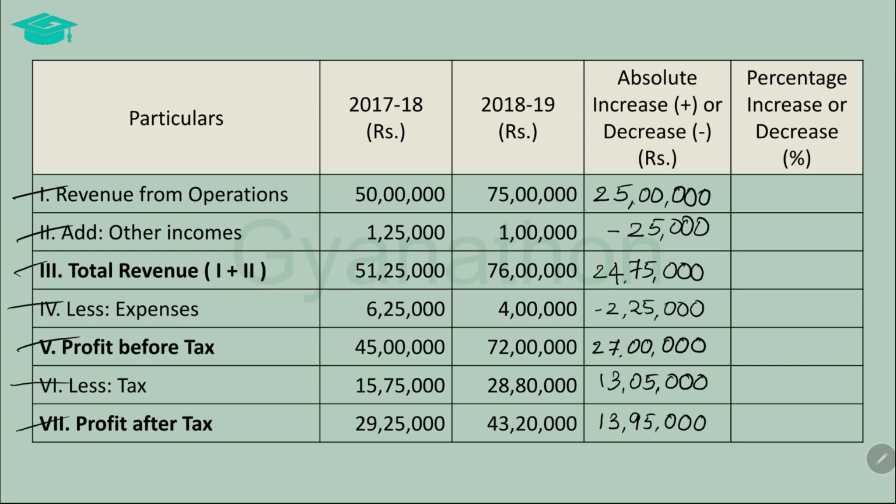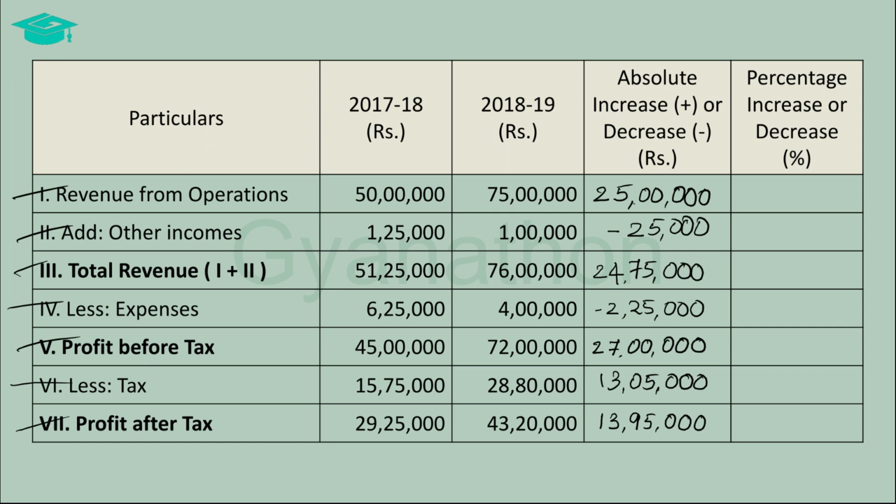Now that we saw the absolute changes, let us now see how to calculate the percentage changes in the 2 years for every item. The percentage change is calculated by dividing the absolute change by the value of the corresponding item in the latest period and multiplying by 100.